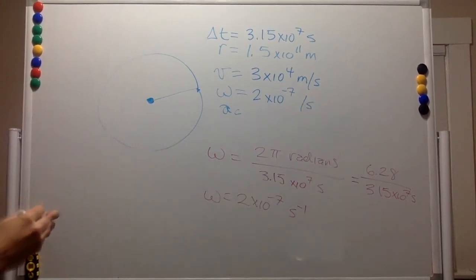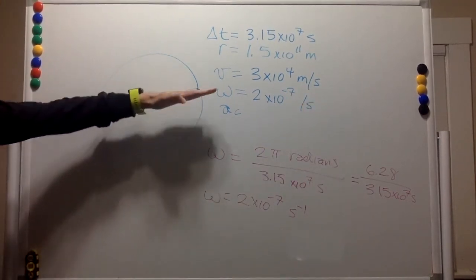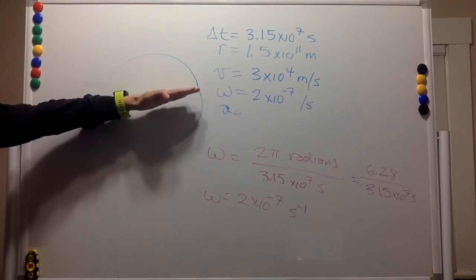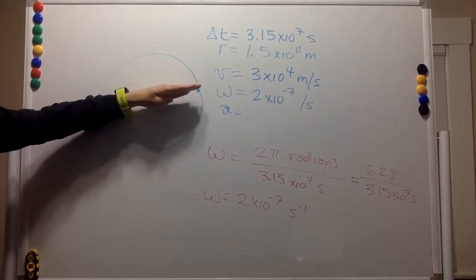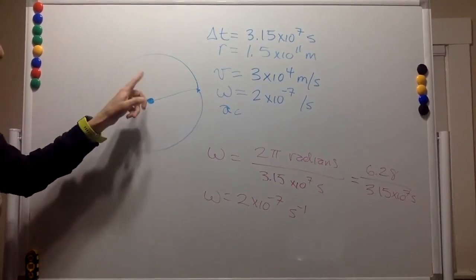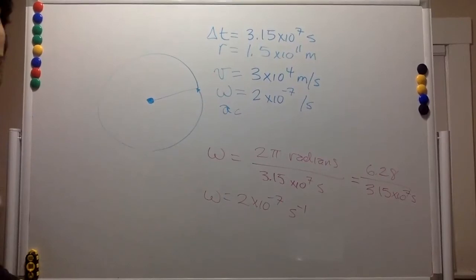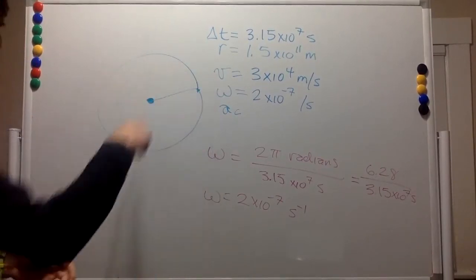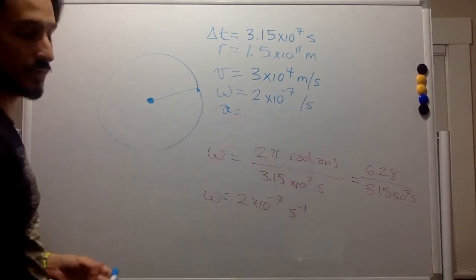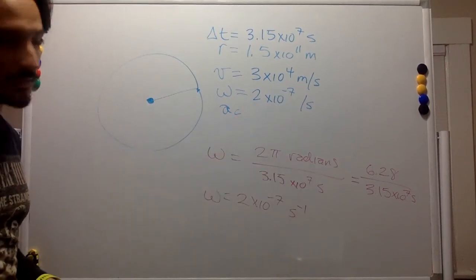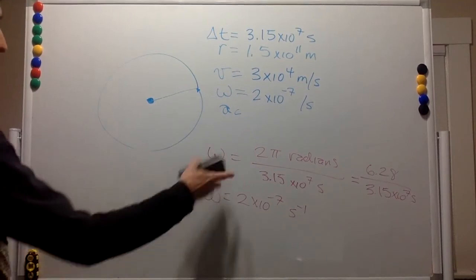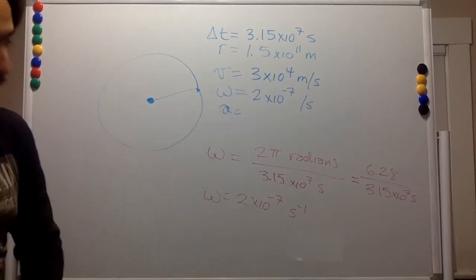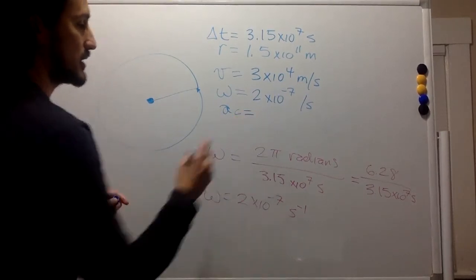And the angular velocity, so the rate of change of the angle with respect to time, it's pretty tiny. It does take 1 whole year to go around one circle. So the angular velocity is small. And then the centripetal acceleration, which is the last quantity.